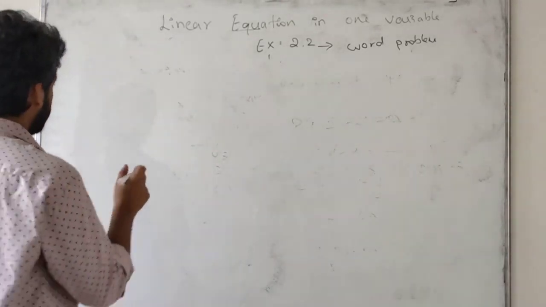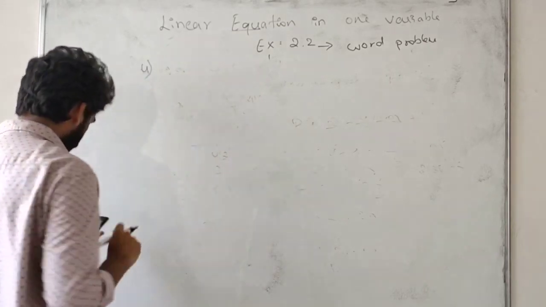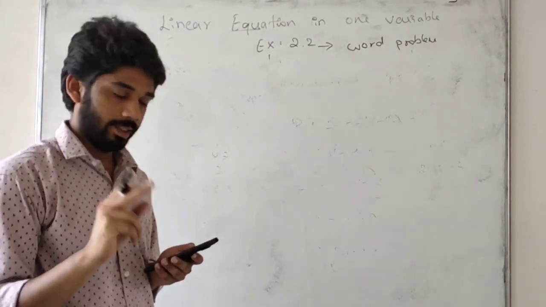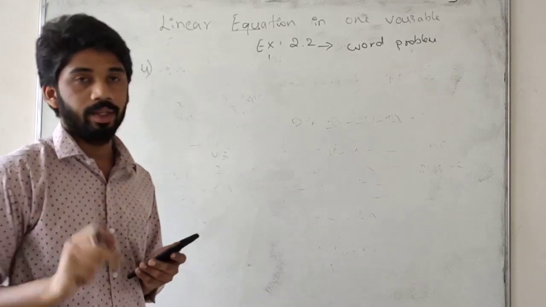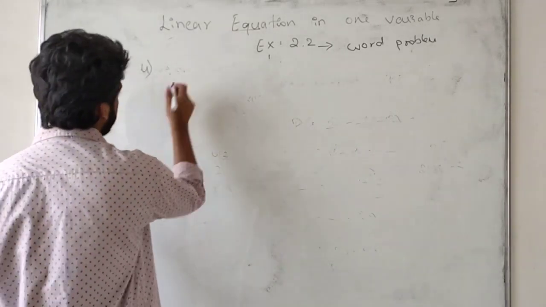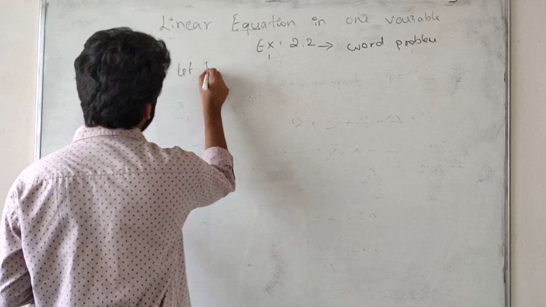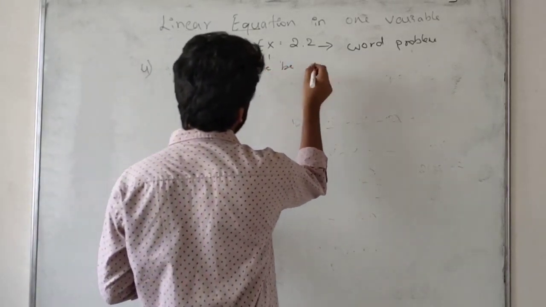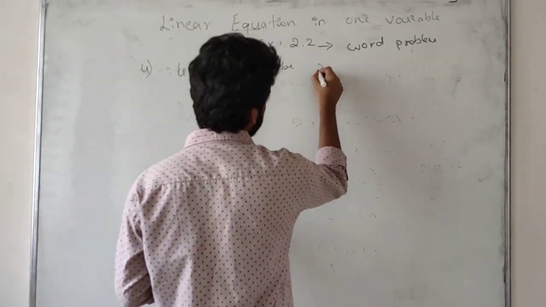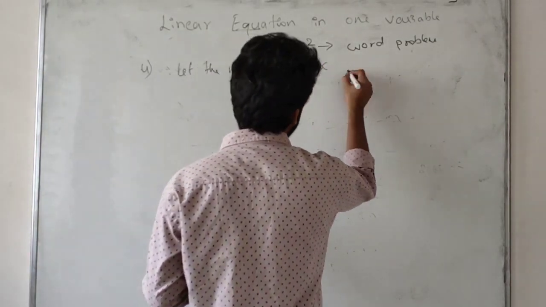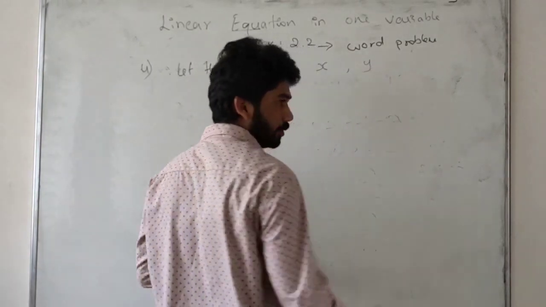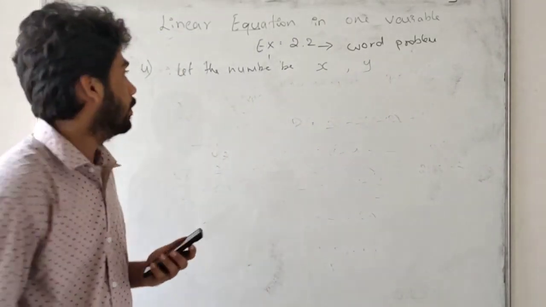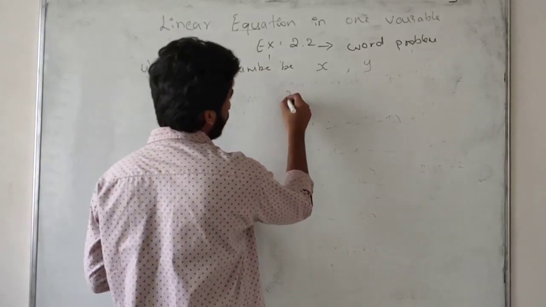So, fourth one. The sum of two numbers is 95. One number exceeds the other number by 15. Find the numbers. So, sum of the two numbers. Let the two numbers be x and y. If one number exceeds the other number by 15, then one number is x.